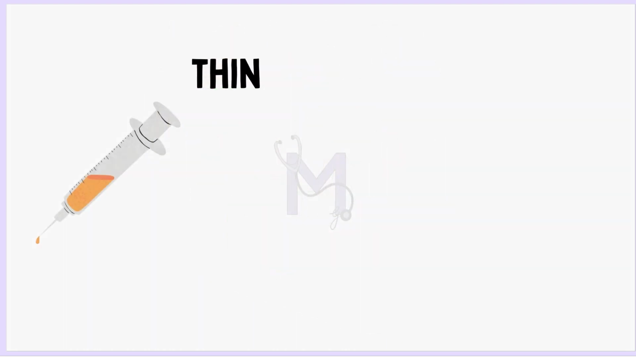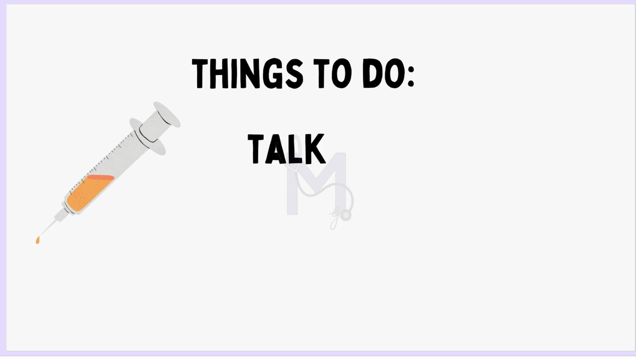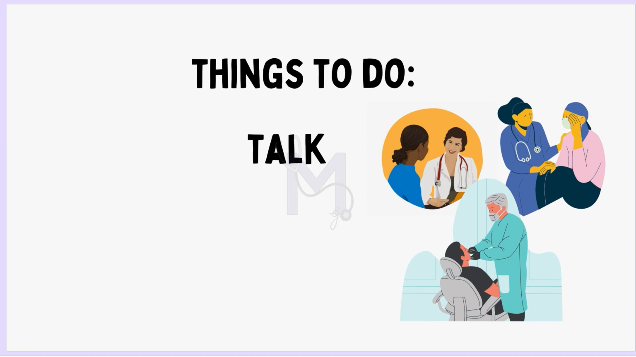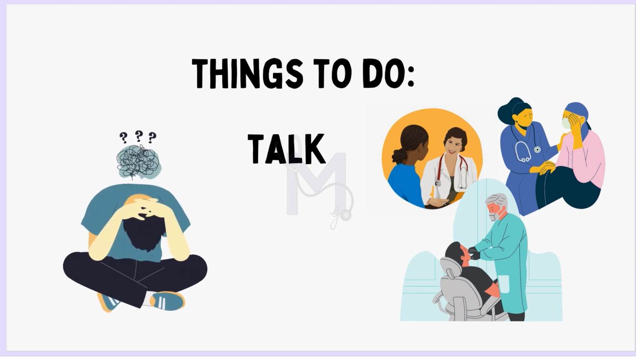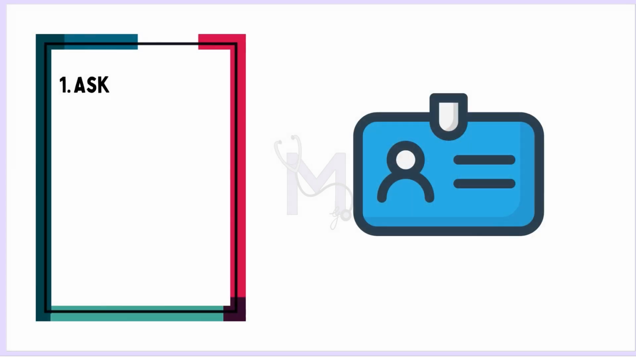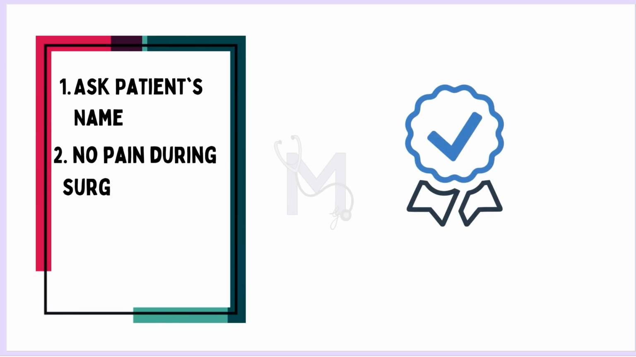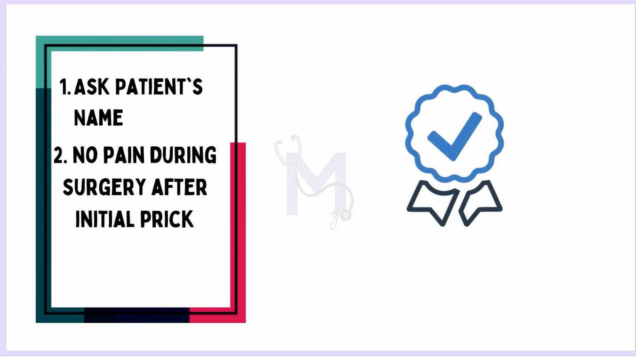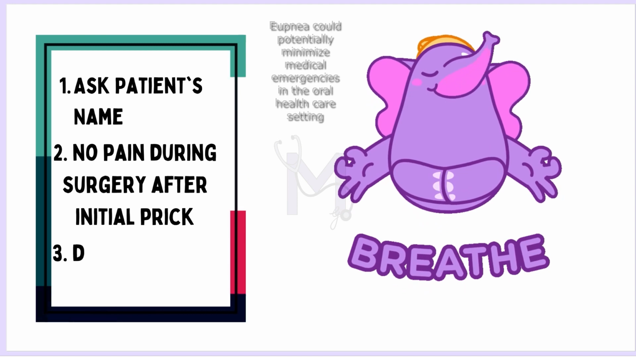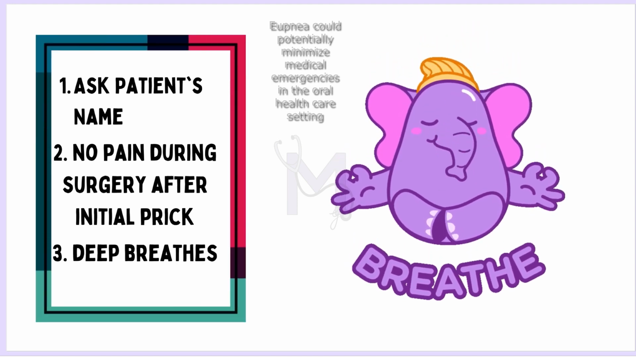The first and foremost thing to do when you have to give local anesthesia to a patient is to talk to them before getting started with the injection technique, since this will make them feel less anxious. This can be done by addressing the patient with their name, explaining what they should expect, and assuring them that after the prick, they won't feel any pain during the whole surgery. Additionally, asking the patient to take a deep breath also helps to calm them down a bit.